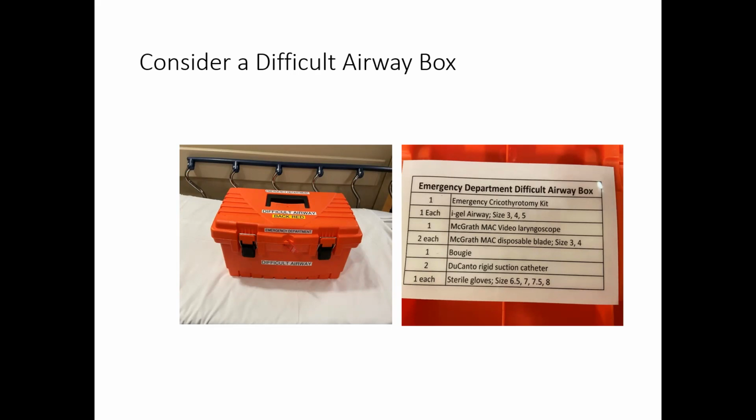McGrath video laryngoscope, different disposable blades, a Bougie, Decanto suction. I'll show you in a moment, but a Decanto suction just has a bigger opening than a Yankauer. You're able to even suction small particulate like food matter and that sort of thing. And then, of course, your sterile gloves.